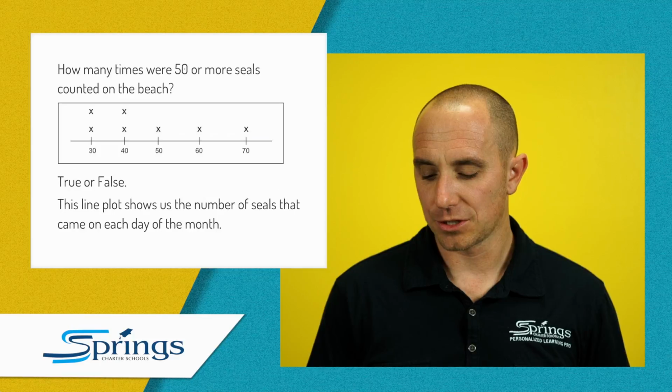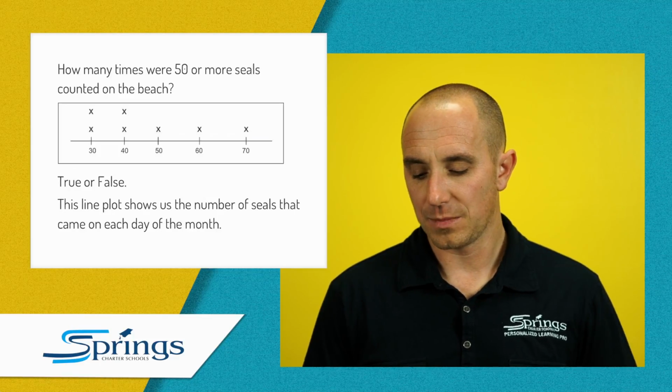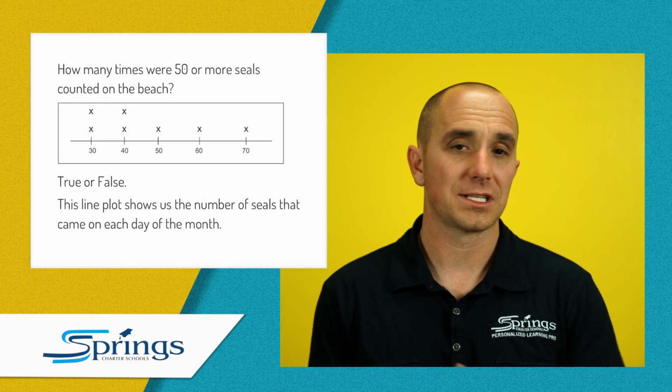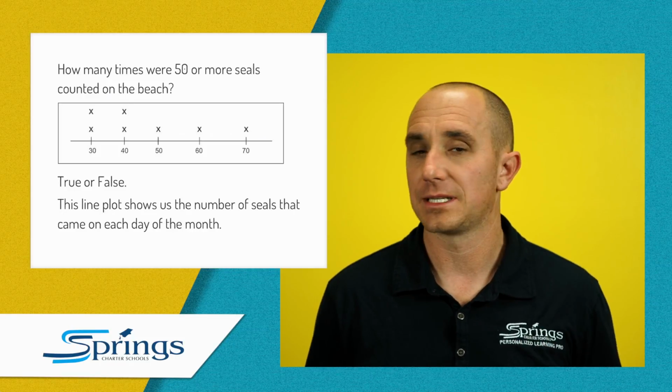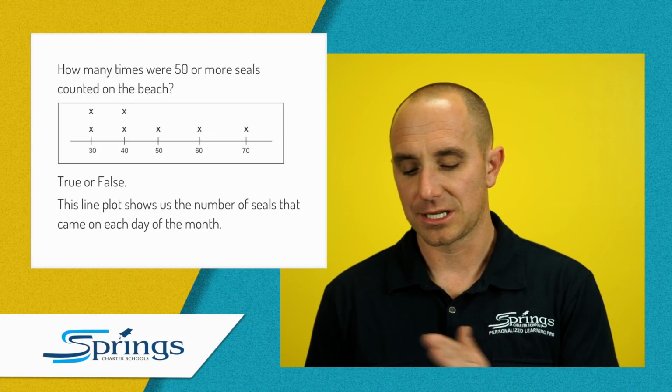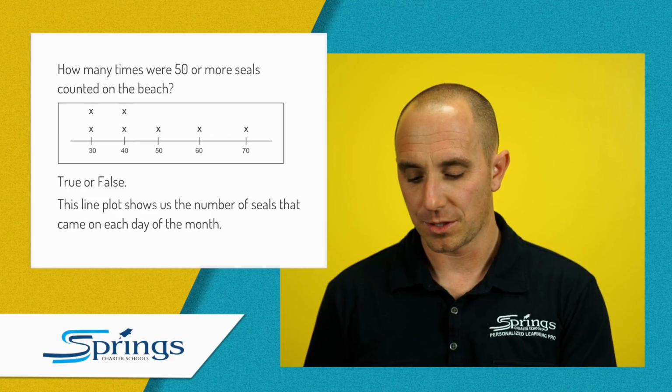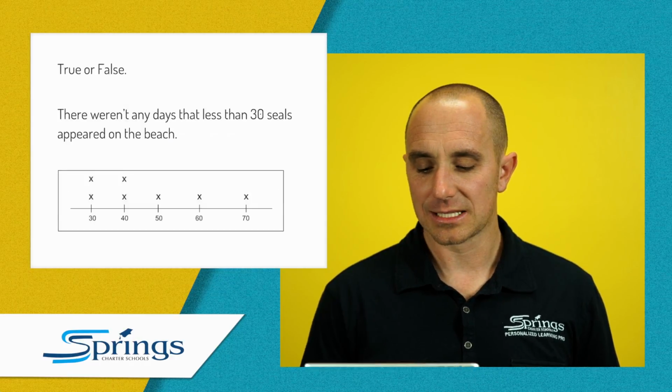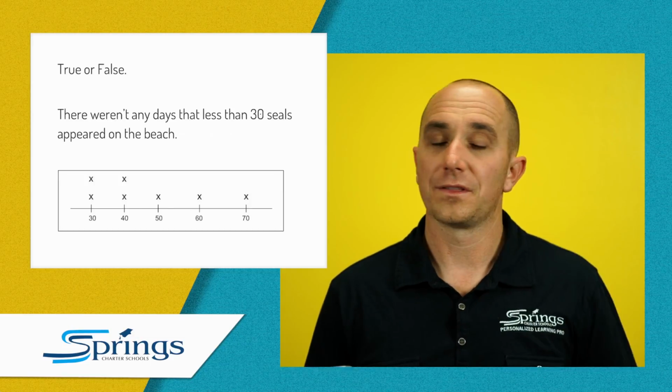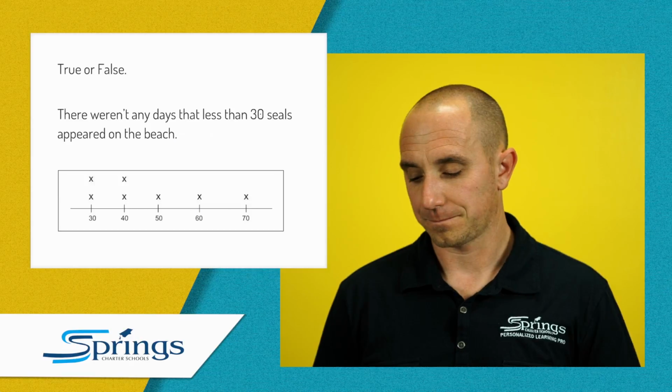True or false, this line plot shows us the number of seals that came on the beach each day of the month. That's obviously false. It doesn't say anything about the days of the week or how many times it happened during the month. This is just telling me frequency of large numbers. Okay, another true or false question. There weren't any days with less than 30 seals appearing on the beach. And on this, that's going to be true because on the number line, there's nothing less than 30.